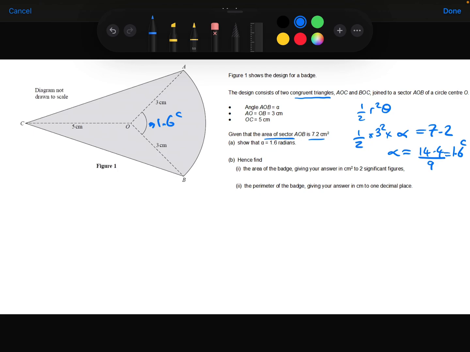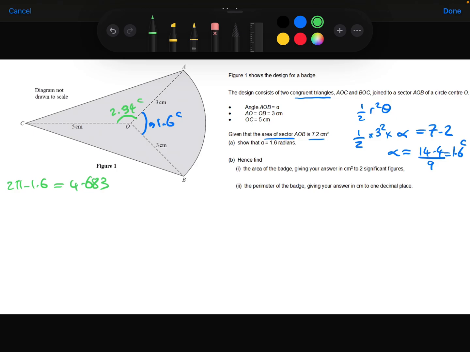Now, given that this angle here is 1.6 radians, and I know that angles around a point add up to 2 pi radians, if I do 2 pi take away 1.6, I get 4.683. So that's what those two angles there add up to. So if I divide that by 2, that's going to tell me one of those angles. So this angle is 2.34 radians.